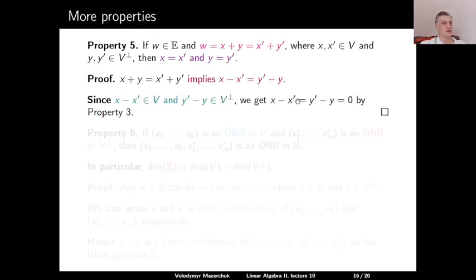So x minus x prime is the zero vector, and y prime minus y is the zero vector. And it follows that x is equal to x prime, and y is equal to y prime.